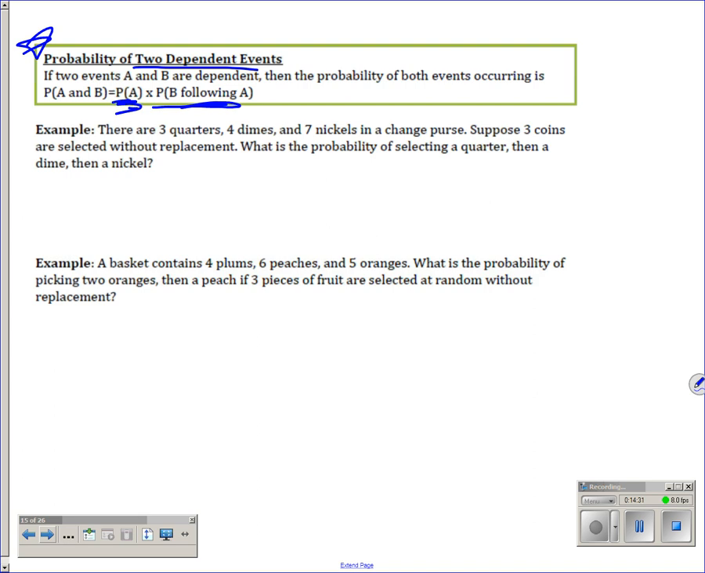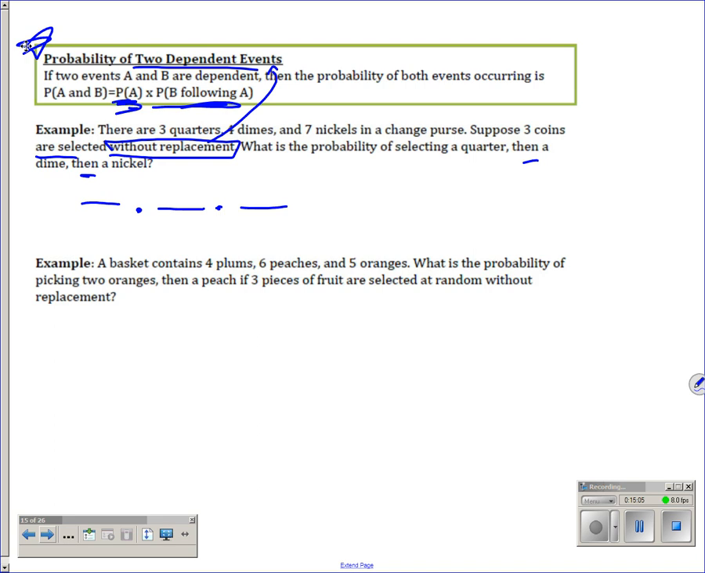Look at the example. It says we have 3 quarters, 4 dimes, and 7 nickels in a change purse. Suppose 3 coins are selected without replacement. The key words "without replacement" mean that we have a dependent event, because what happens the first time changes what happens the second time. Does that make sense? It depends on what coin we pick the first time. It changes my probability. What is the probability of selecting a quarter, then a dime, then a nickel? The "then" statements mean we multiply.